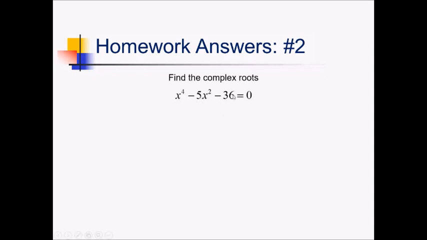For this problem, we notice there's no common factors we can take out. We notice there's 3 terms, and this looks to be in quadratic form. The first exponent is twice the second, and then we have a constant in there. So we're going to treat this like a quadratic, only we're going to use x squared instead of x.